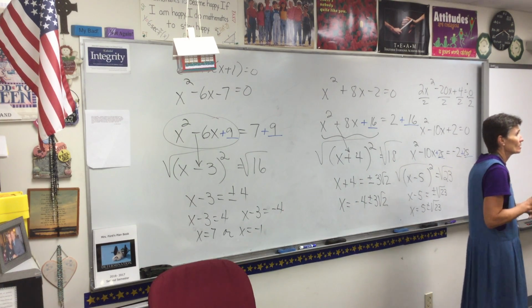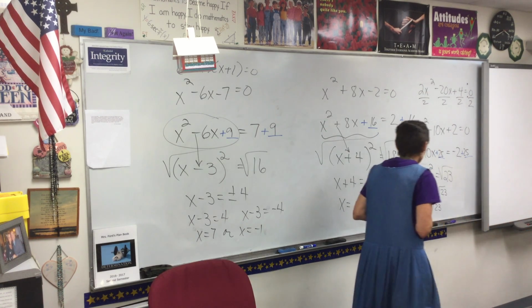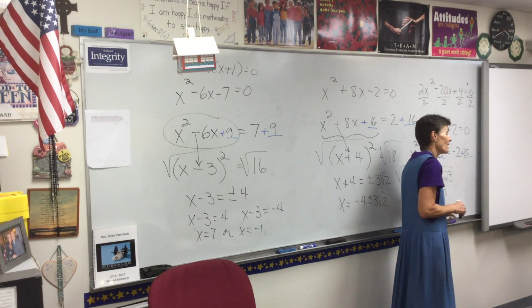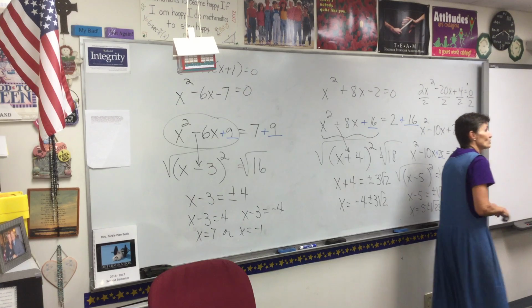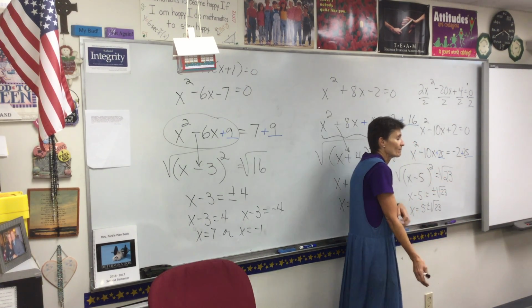Is it important that you stick that 5 in front? No, you can say plus or minus root 23 plus 5, that would be okay. Almost always, this is how we write it, but it's fine if we write it differently.